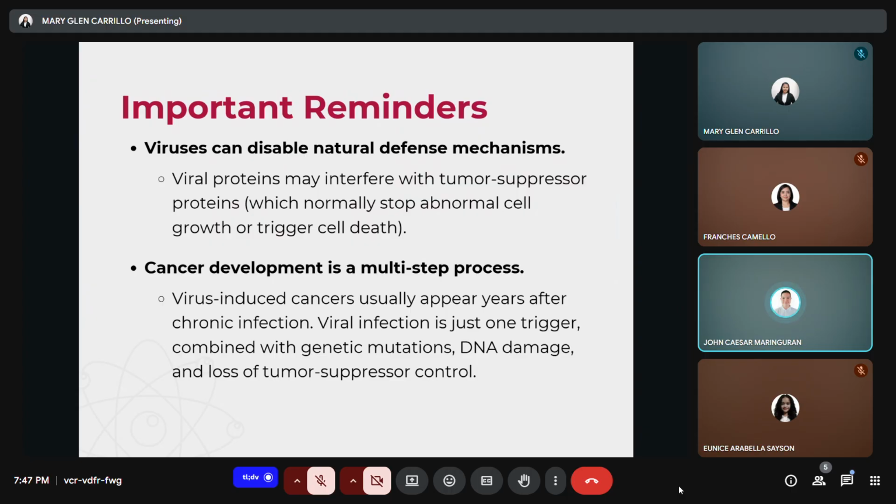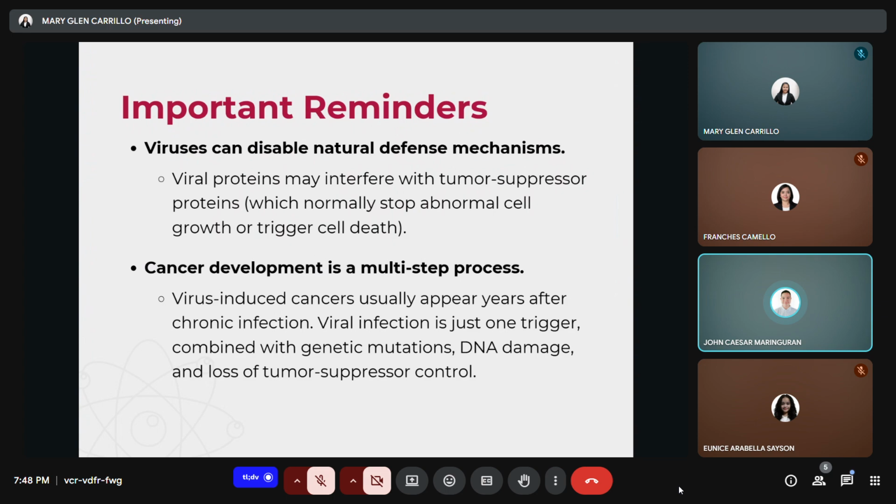Here are some important reminders. First, viruses can disable our natural defenses. They can produce proteins that interfere with tumor suppressor proteins, the proteins that normally stop abnormal cells or trigger their death. When these are blocked, cancer can form.